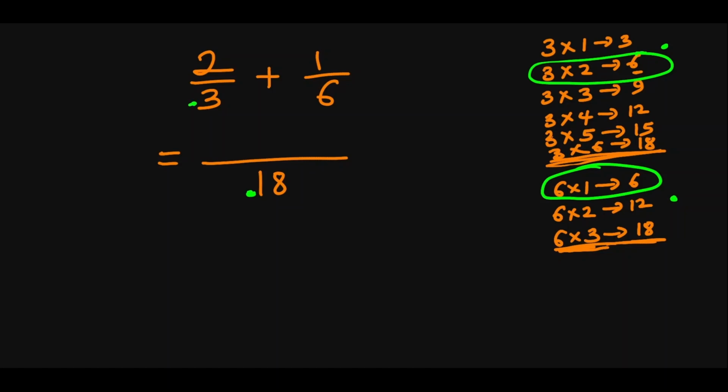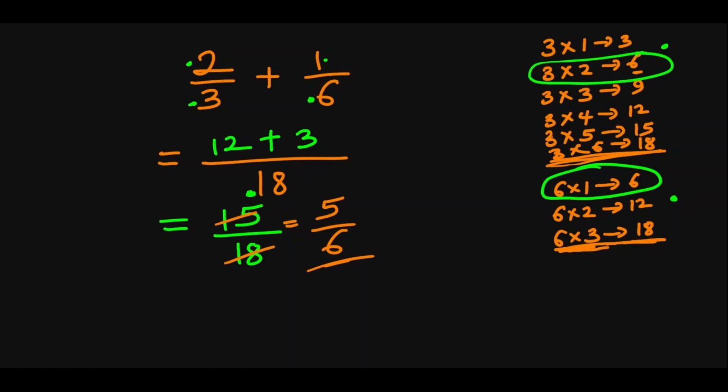18 divided by 3 gives us 6. Then 6 times 2 gives us 12, plus 18 divided by 6 gives us 3. 3 times 1 is 3. So this gives us 12 plus 3, which is 15 over 18. Then if 3 divides both of them, 15 divided by 3 gives us 5, and 18 divided by 3 gives us 6. So as you see, we got the same answer.